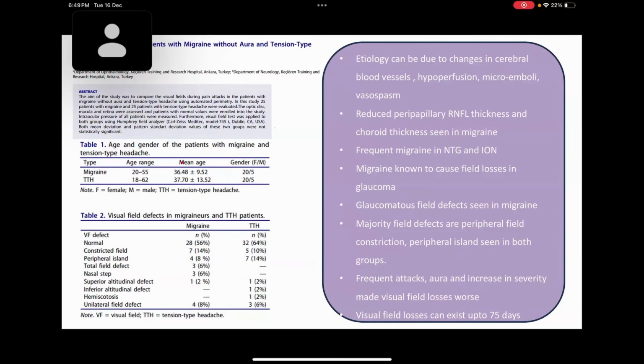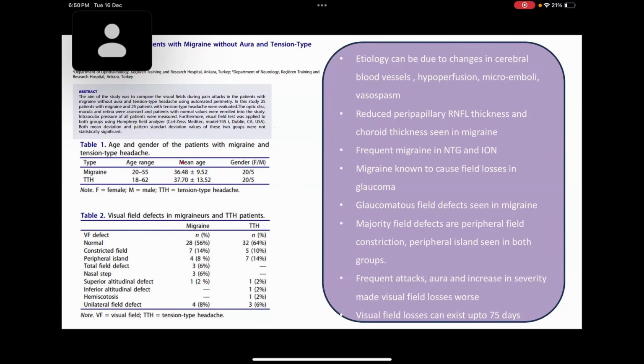As we can see, the most common type of visual field defect seen was peripheral constriction of field and a peripheral island. Peripheral constricted field was seen in both migraine patients and tension type headache patients. Then, if you can see here, nasal stepping was also seen in the migraine group, whereas altitudinal defects were hardly seen.